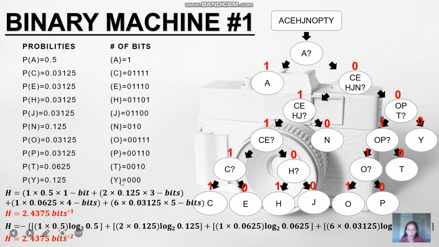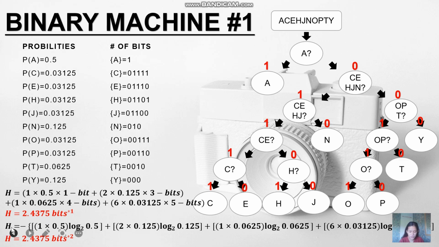And the last one is letter Y. So that is 0, 0, 0, so the total number of bits is 3, so that is equal to 0.125. So these are the two equations. First is using the probability method, and this is the solution: 1 times 0.5 times 1, plus 2 times 0.125 times 3, and then 1 times 0.0625 times 4 bits, plus 6 times 0.03125 times 5, for a total of 2.4375 bits for this equation.